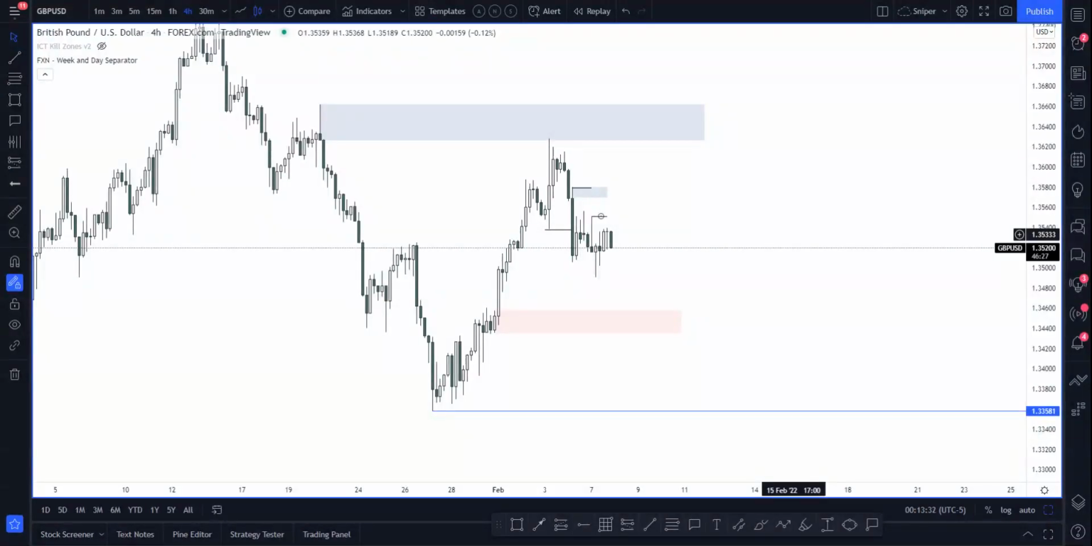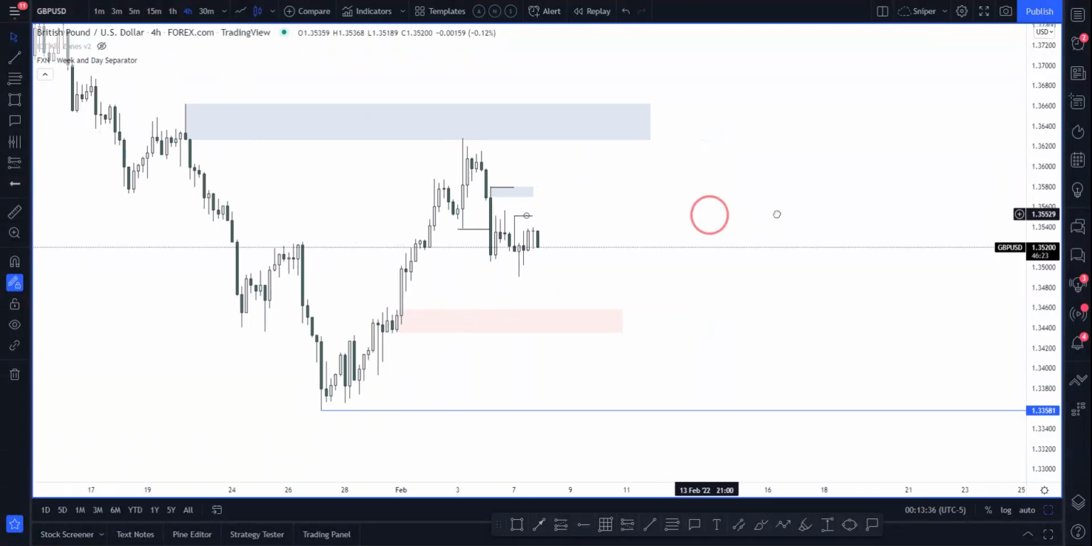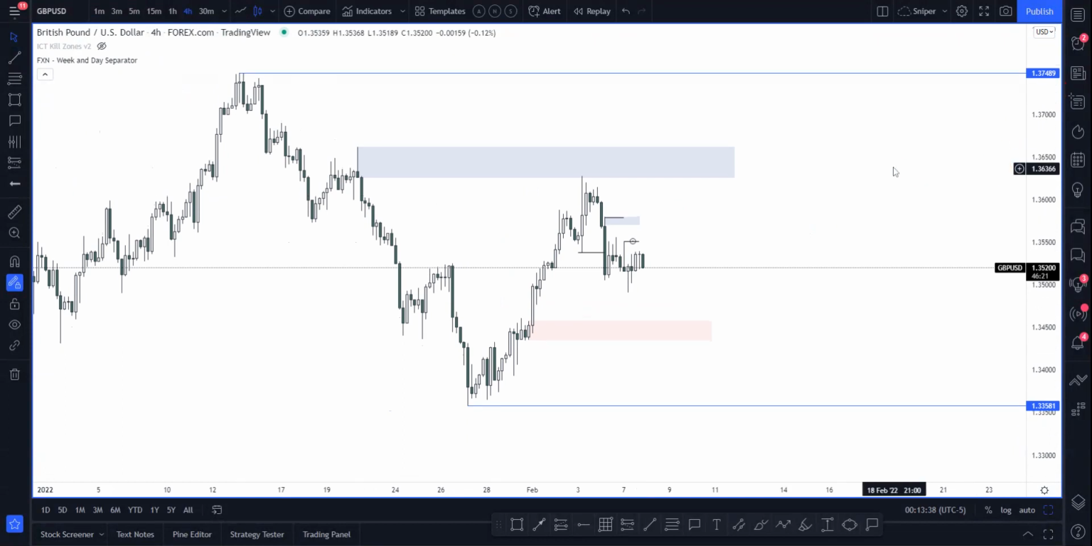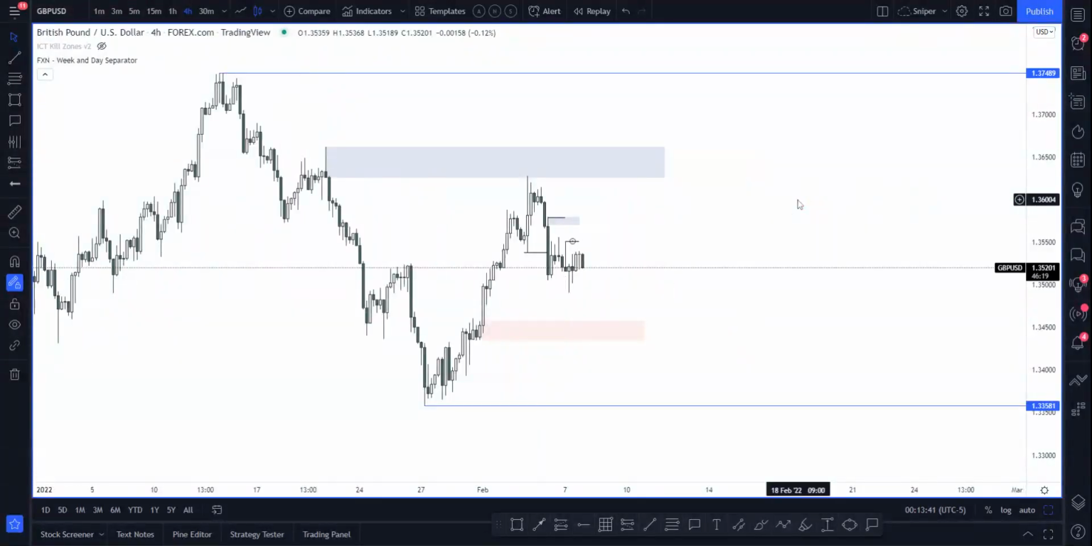I'm going to have a quick look at my pairs and show you what I'm looking at, and just have a look at current price action. The first thing I want you to note is that the current range we're trading within, in my opinion, is this high and this low.